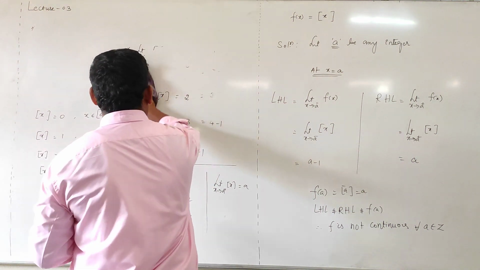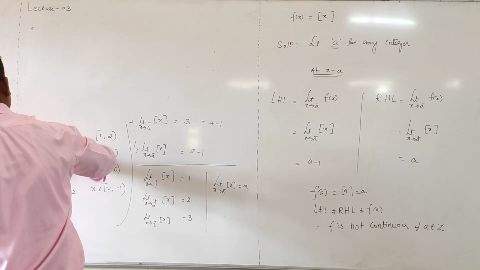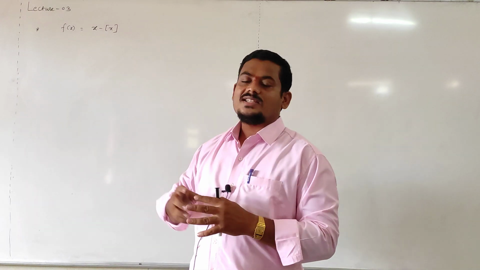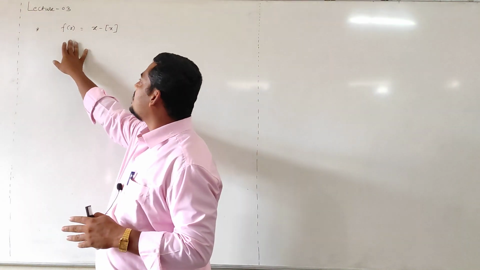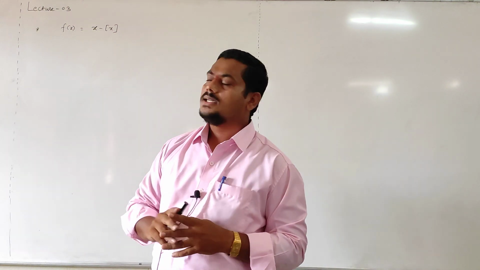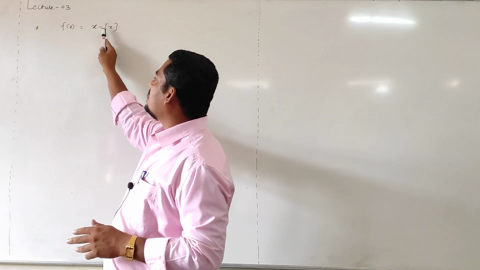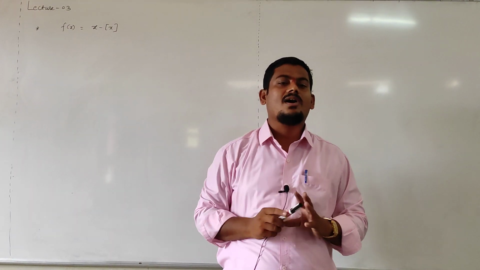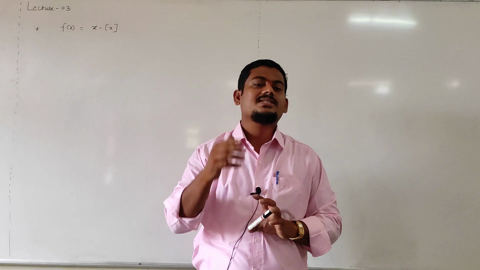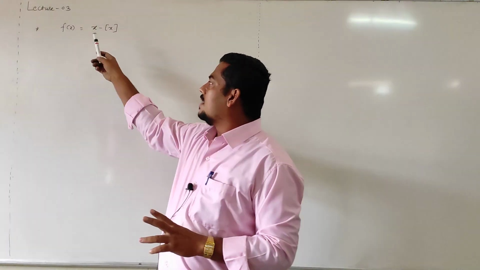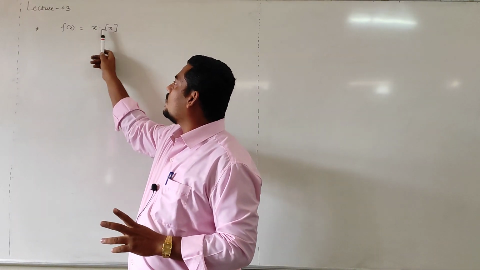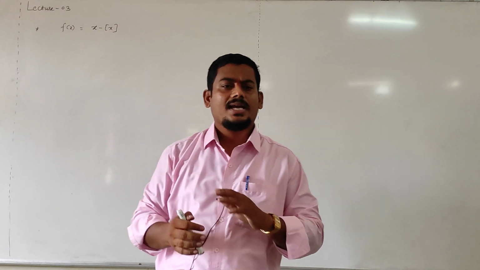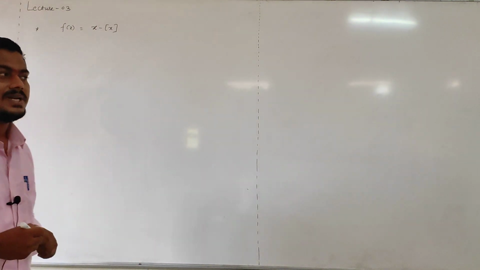Then one more question. Next problem. Show that the function f of x equal to x minus [x] is discontinuous at all integers, meaning in the sense not continuous. It is exactly the same as the previous problem, right?